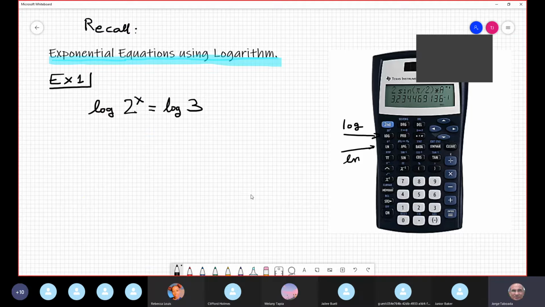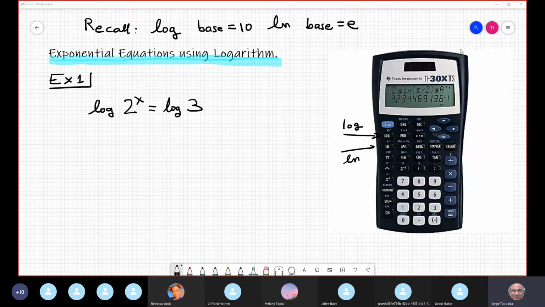The log is the common logarithm, where the base is 10. And ln is the natural logarithm, where the base is e. It doesn't matter what you select. If it is this key or this key, the answer is the same. Okay, so let's do one problem using log, another problem using ln, and we compare both.